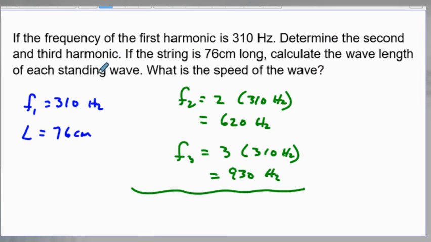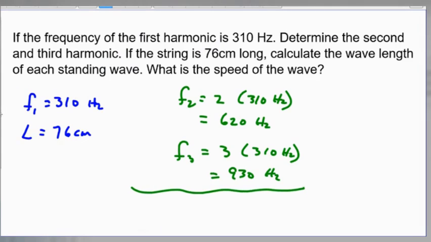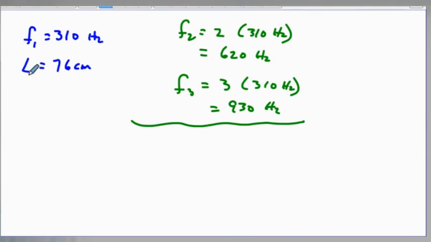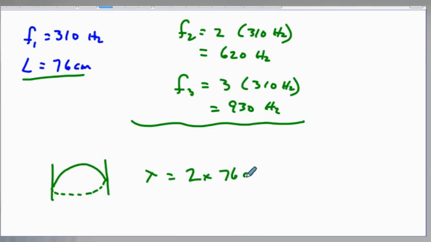Now we need the wavelength and the speed. Well, this is the length of our first harmonic, remember, this is this length here, and then it gets reflected underneath. That wavelength will be 2 times the 76 centimeters. That's going to give us 1.52 meters. That's my wavelength in meters.